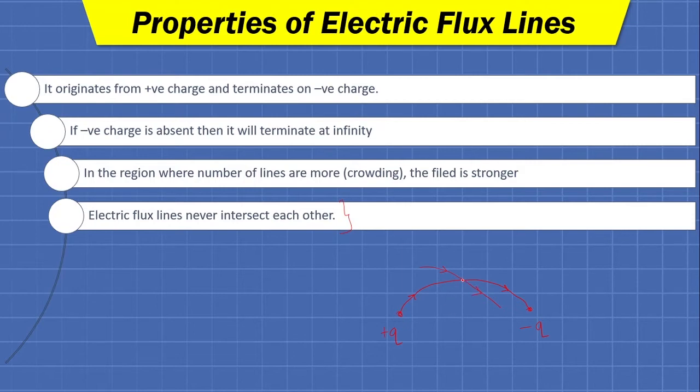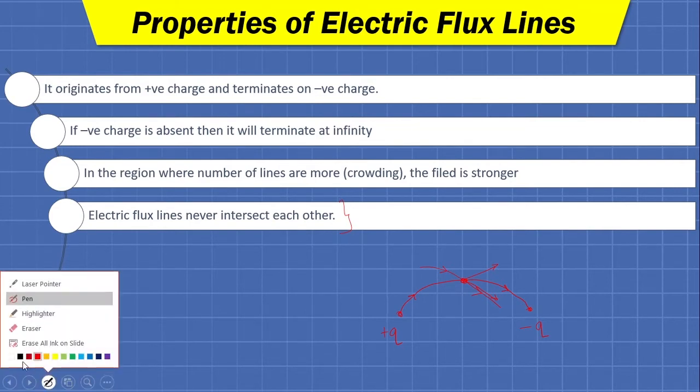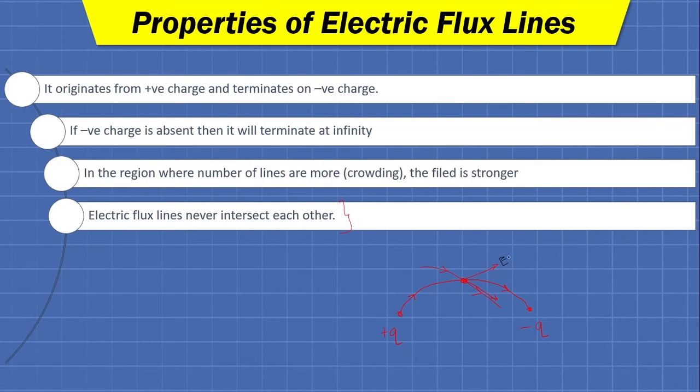So at this point of intersection, we get two directions of electric field. So as you can see, here we are getting two directions of electric field, which is not possible. And that is why we can say that electric flux lines will never intersect each other. So with a simple explanation, using the law of contradiction, we can prove that electric flux lines can never intersect each other.